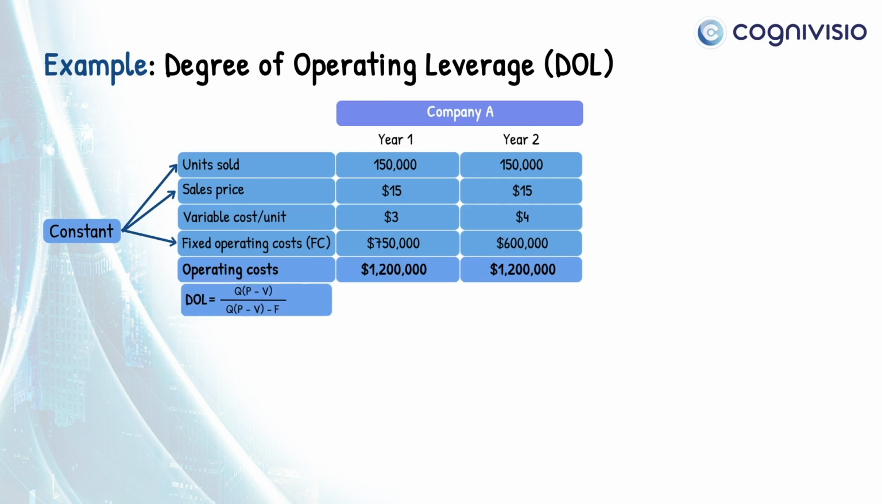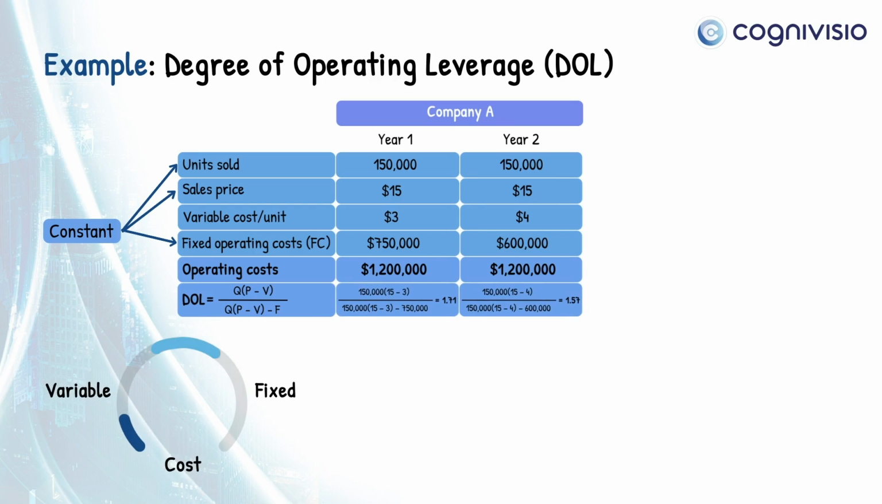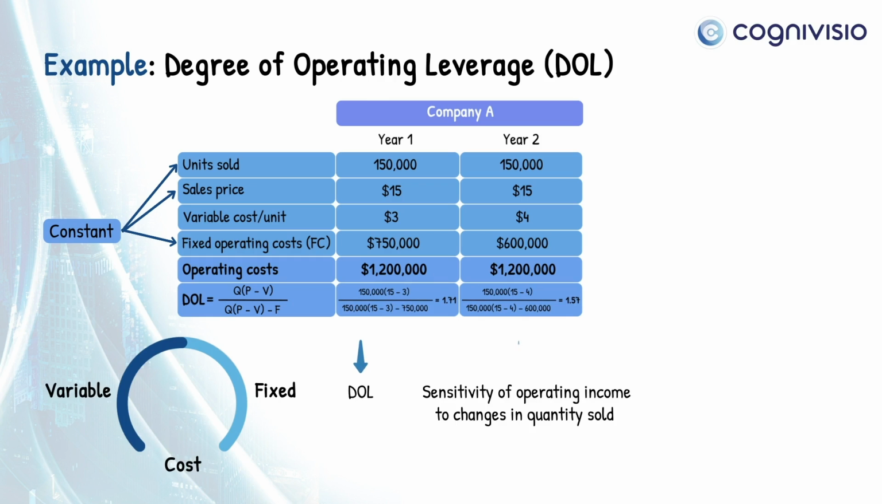The degree of operating leverage in the first year was computed to be 1.71, while in the second year it is equal to 1.57. So, as the portion of the fixed cost out of total cost decreases and shifts to variable costs, the degree of operating leverage decreases. Thus, the sensitivity of operating income to changes in quantity sold decreases.